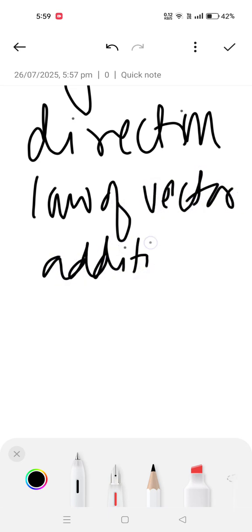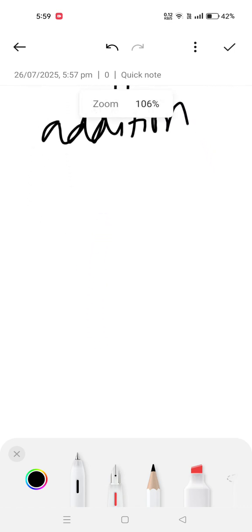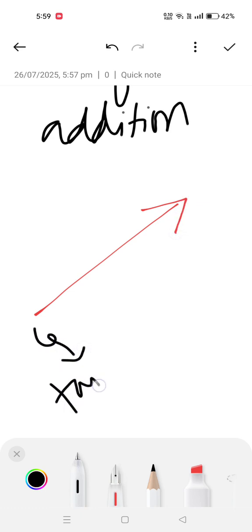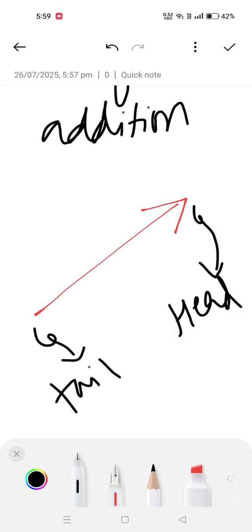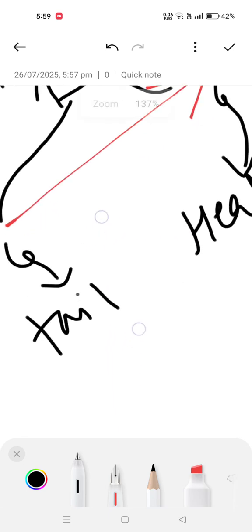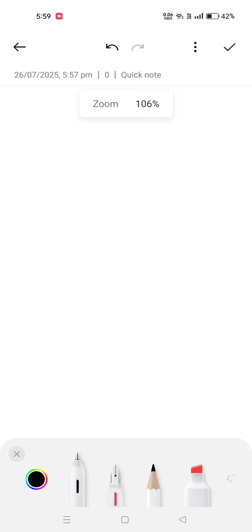Okay, next we have a vector, which is its representation. It's represented like this. So this is the tail part and this is the head part, and this whole length is basically the length of this particular arrow, which is equal to the magnitude. Okay, now there are different types of vectors.